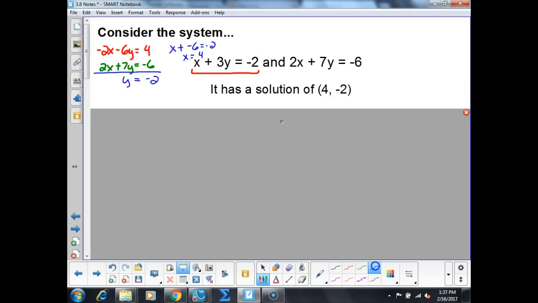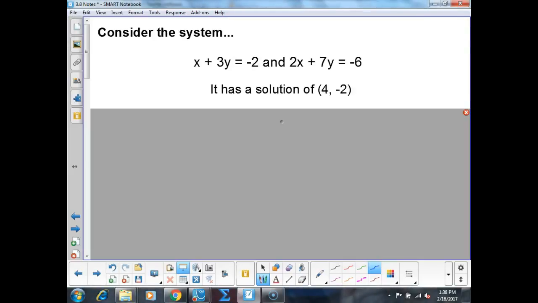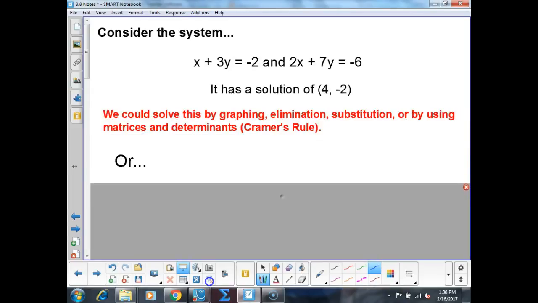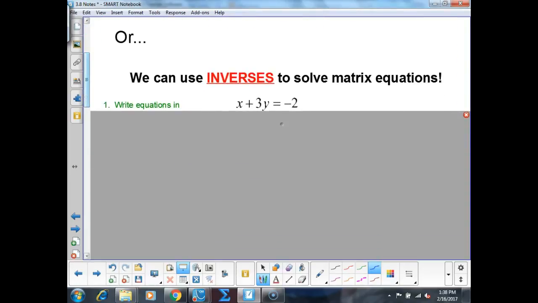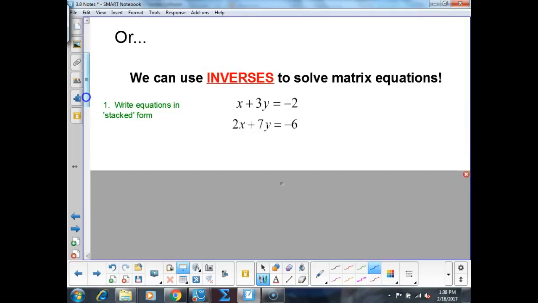Agree? Everybody good with that? Okay? So we know that to be true. So it has a solution there. 4 plus -6 is -2. 8 plus -14 is -6. It checks out. It's all good. Now, let's solve that system using matrices.